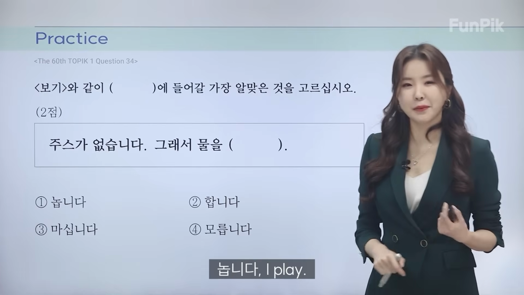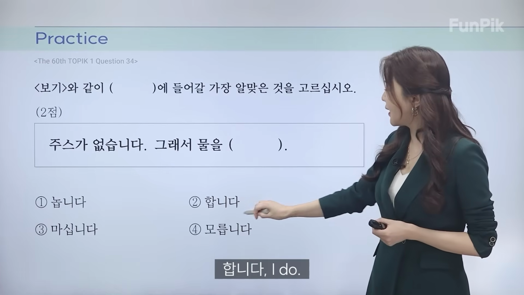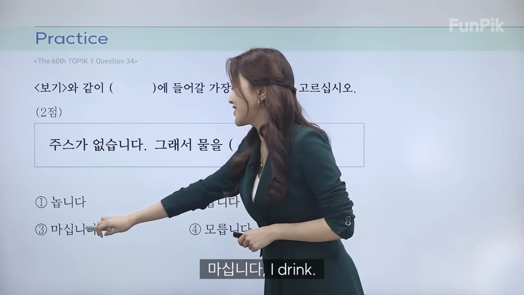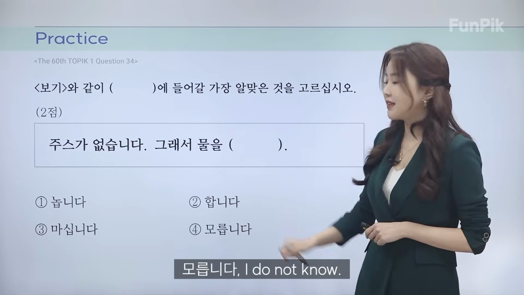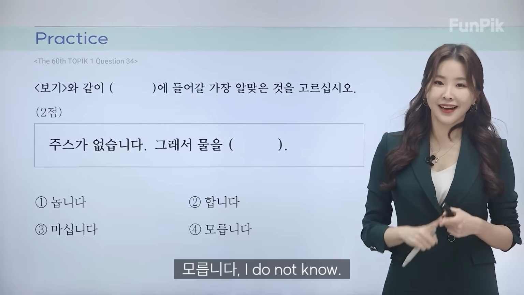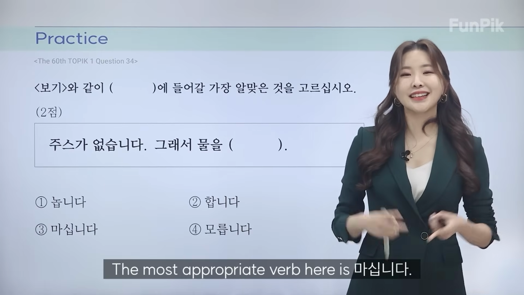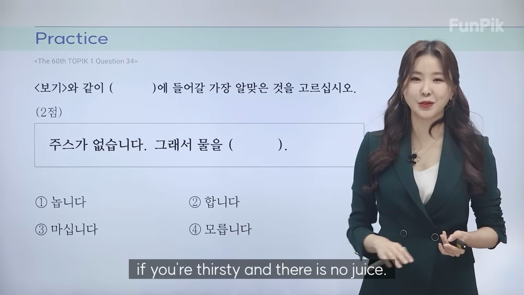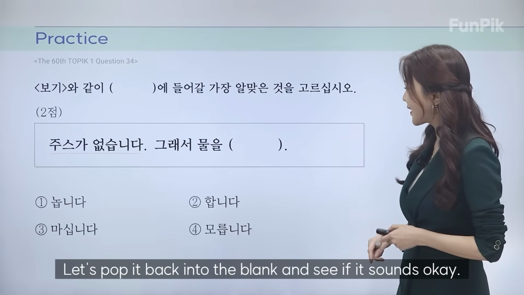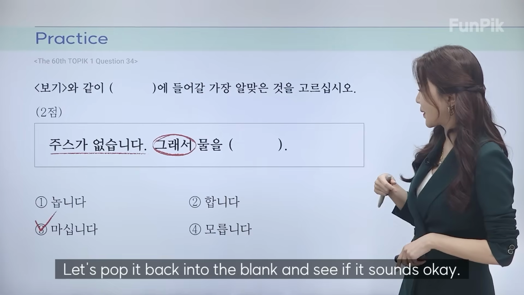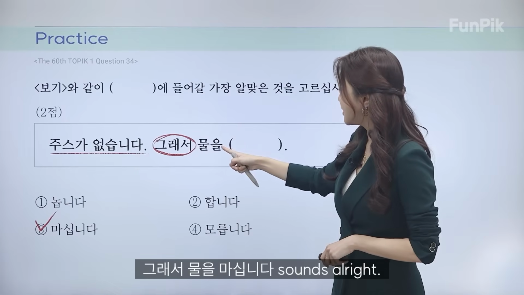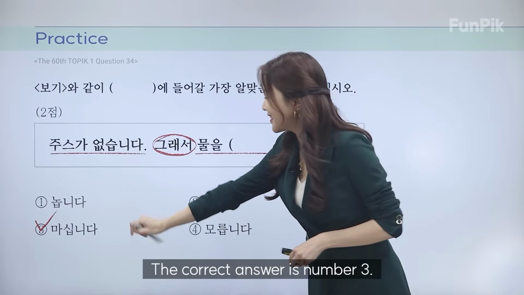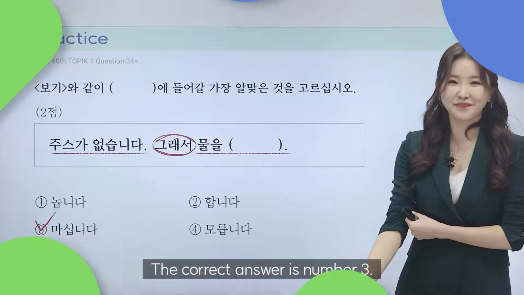놉니다. I play. 합니다. I do. 마십니다. I drink. Sounds good. 모릅니다. I do not know. The most appropriate verb here is 마십니다. You can drink water if you're thirsty and there is no juice. So let's pop it back into the blank and see if it sounds okay. 그래서 물을 마십니다. Sounds alright. The correct answer is number 3.